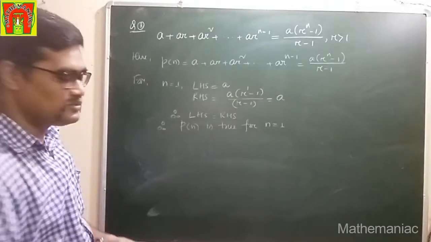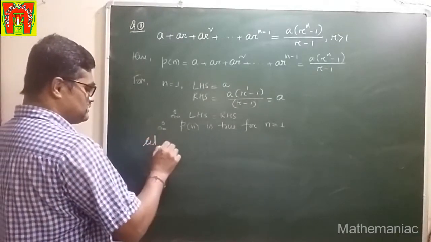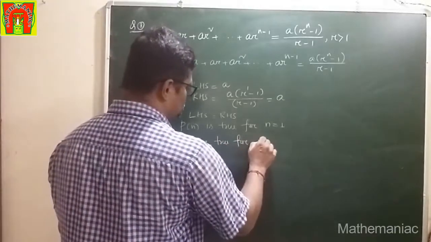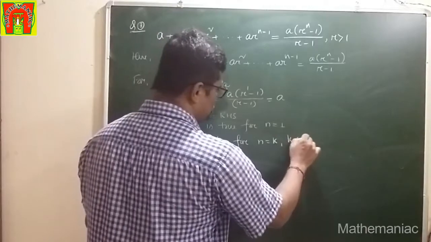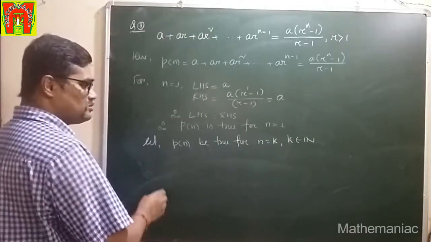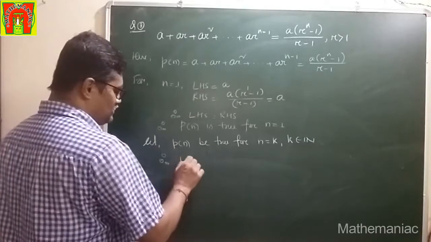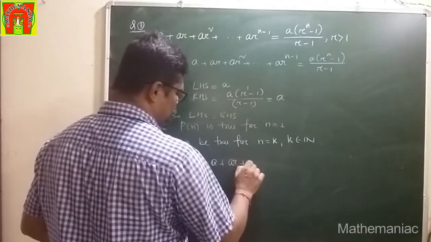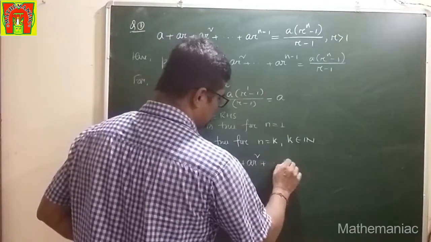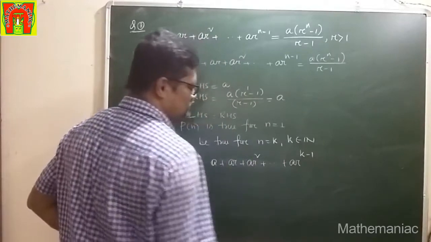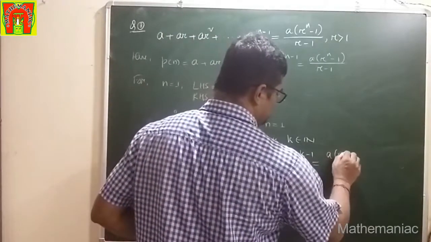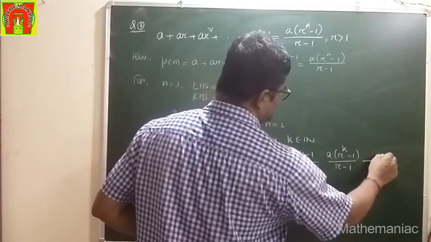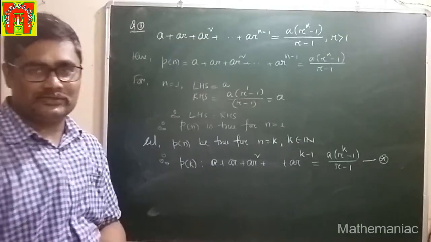Now the supposition step. Let Pn be true for n equal to k, where n is a natural number. Therefore, I'll get this as Pk: a plus ar squared, where it will run up to ar to the power k minus 1, and the result will be a times (r to the power k minus 1) divided by r minus 1. This has to be used further, so we have marked it with a star.